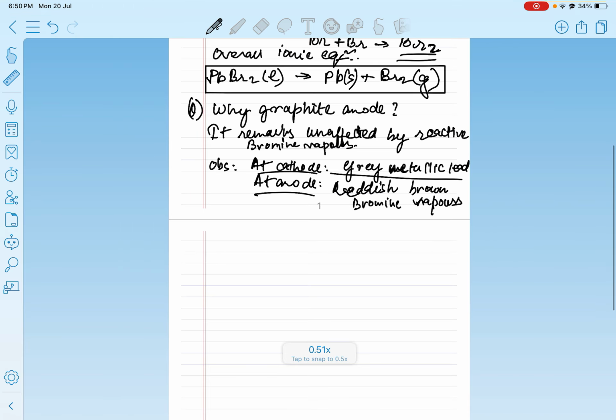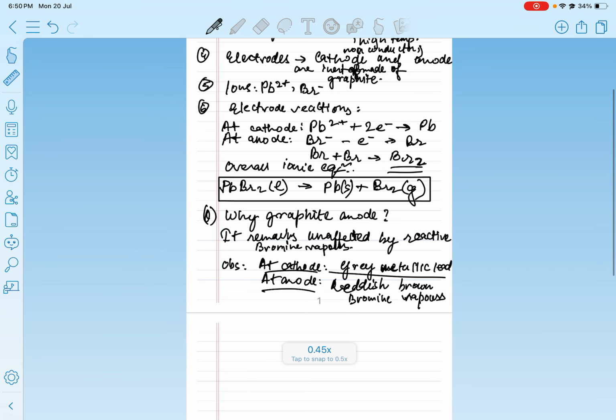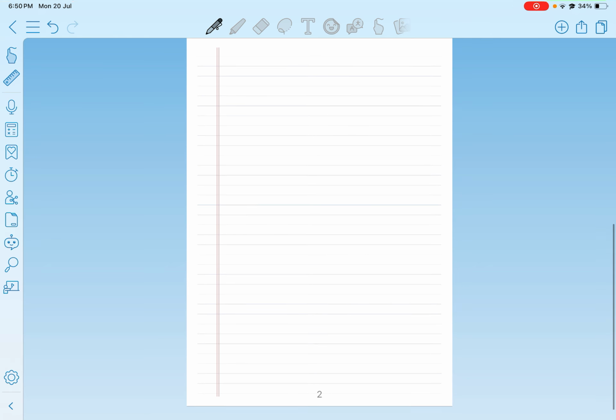Okay, so molten PbBr2 is done, and it's this easy. Look, our full topic finished in one page. It's easy. Why is a graphite electrode used? Graphite anode is preferred to other inert electrodes like platinum because graphite anode remains unaffected by the reactive bromine vapors.